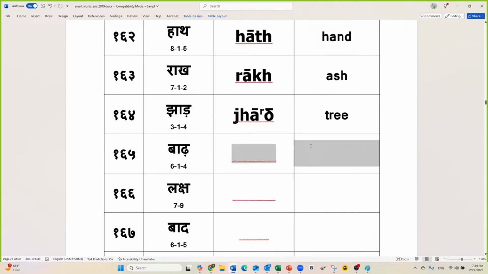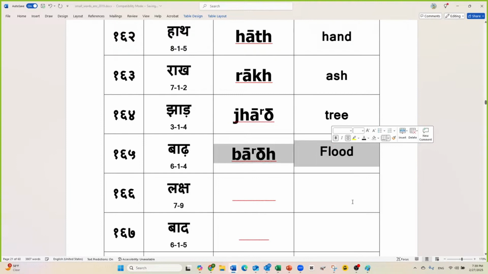Bard. Bard is flood. Okay. Flood. So write it down. And then Anisha, after you finish writing, give me an English sentence with the word flood in it. We found out there was a flood in the city nearby.